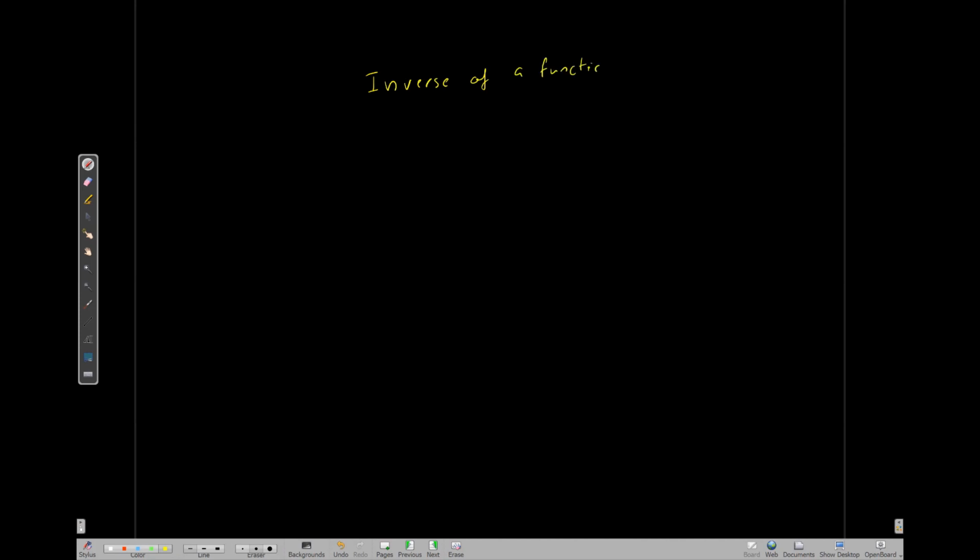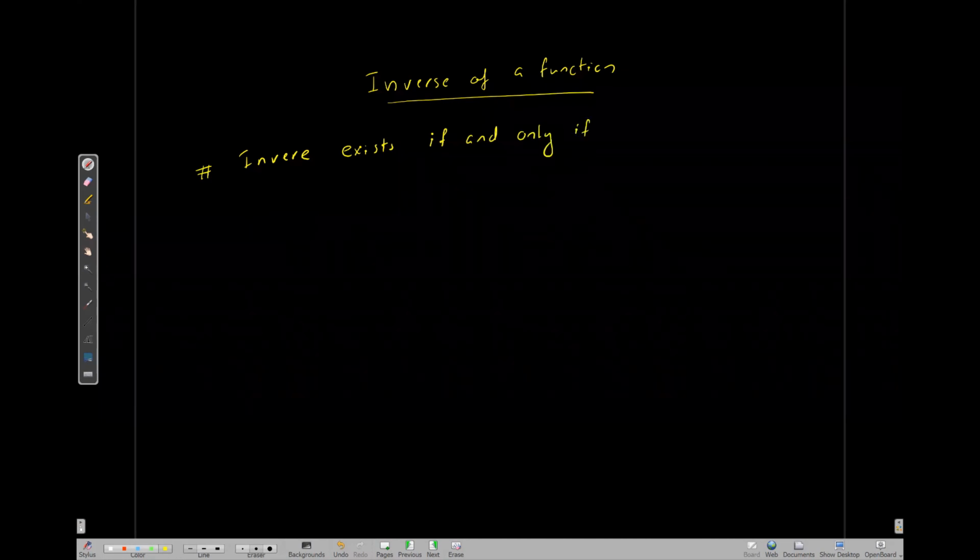Now, first of all, an inverse for a function exists if and only if that function is one-to-one. So the first note: inverse exists if and only if the function is one-to-one. Now let's have a look at what inverse means. When I explain that, you will automatically understand what this statement is.